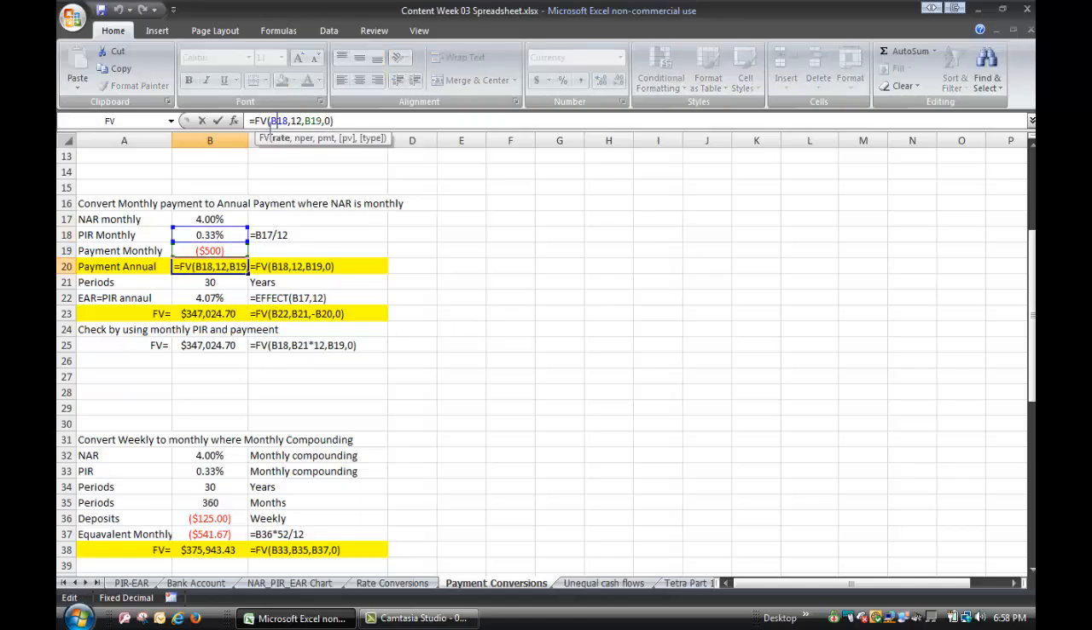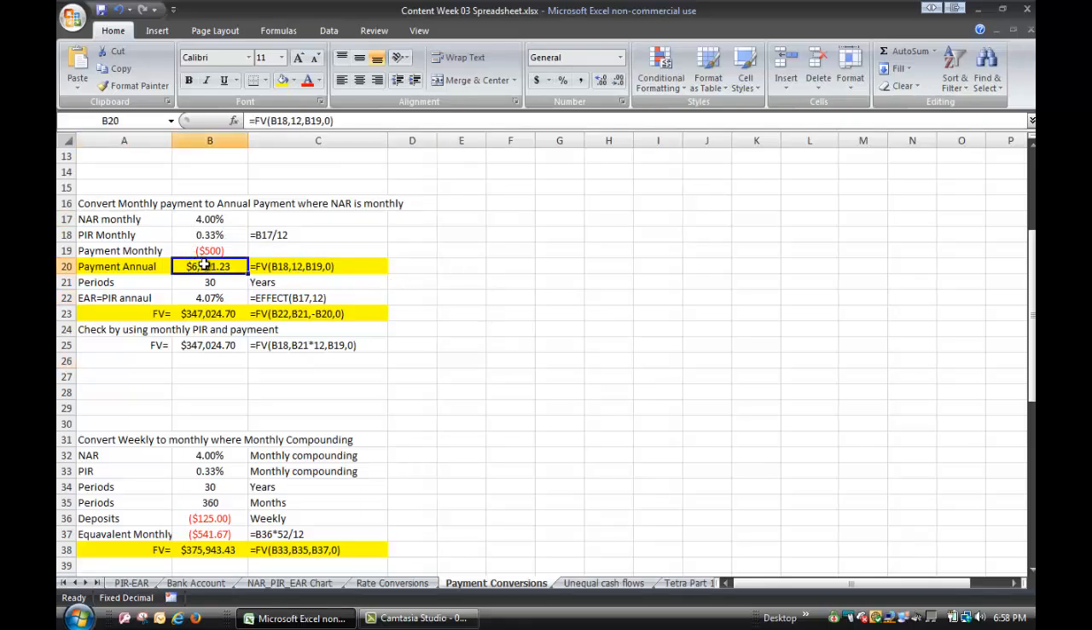So at B18, it's a monthly rate, 12 periods. B19 is the $500, which is the payment, and the future value of those is $6,111.23. You do not just multiply the $500 times 12 and get 6,000, as that would ignore interest that you earn along the way, since there is monthly compounding.